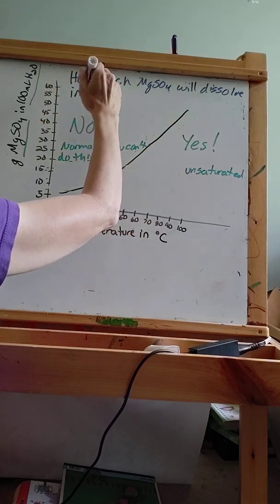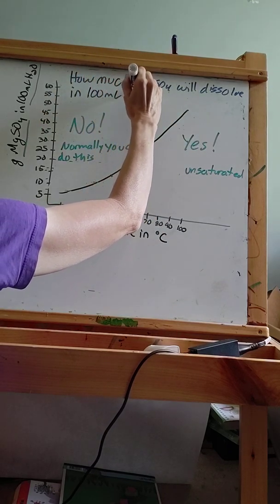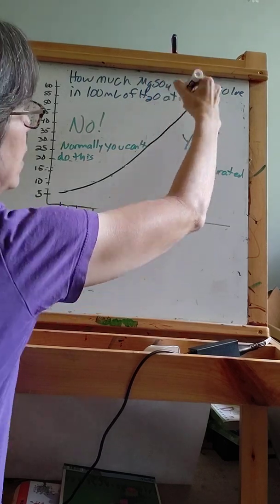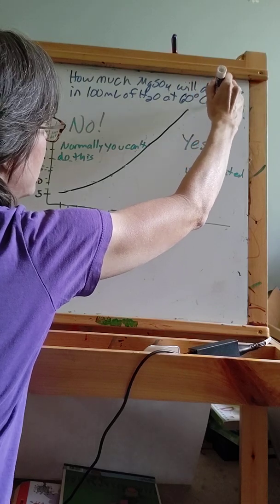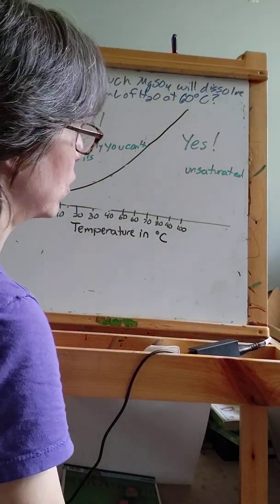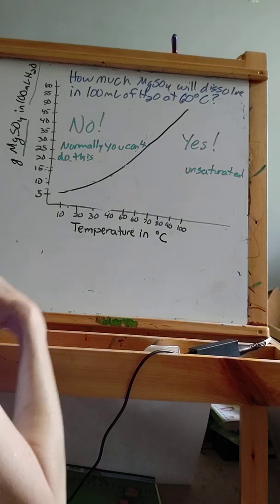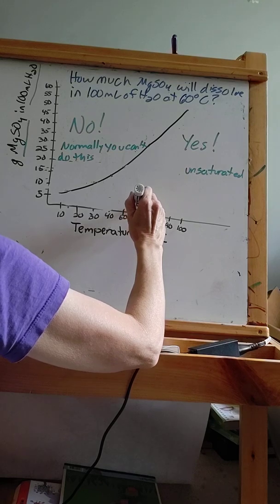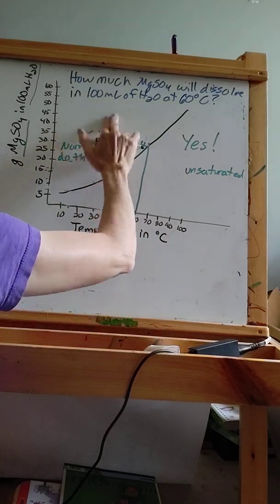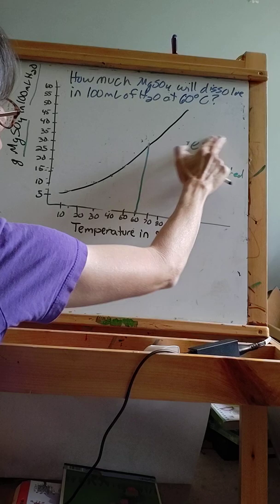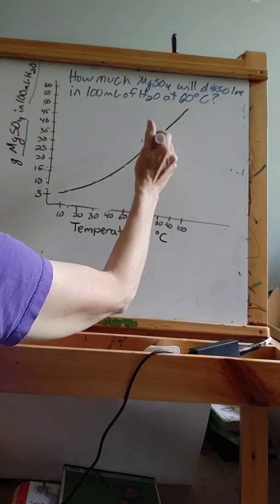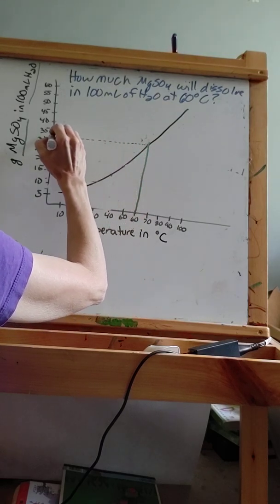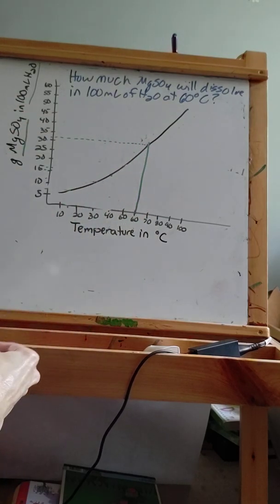How much magnesium sulfate will dissolve in 100 milliliters of water at, what's a number we haven't used yet? 60 degrees Celsius. That's the last kind of question you might get with a solubility curve. Okay, so we're going to find 60 degrees. We're going to travel up until we meet the line. And then again, we're going to trace that over here. And that's somewhere between 30 and 35.